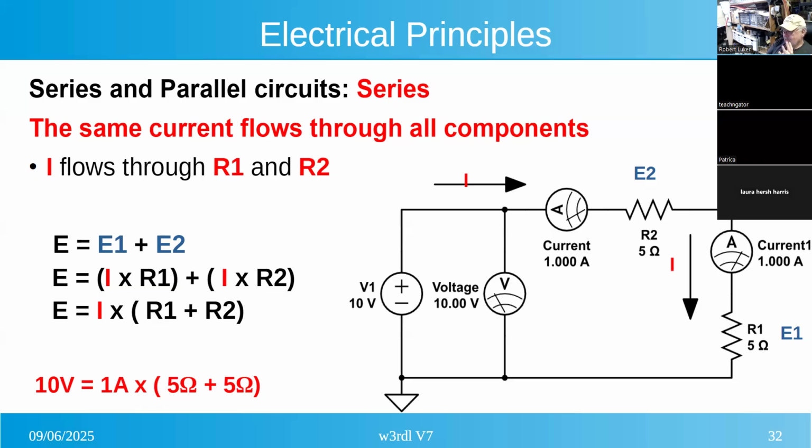the current is 1 amp because those two resistors add up to 10 ohms. So 10 volts divided by 10 ohms would be 1 amp.